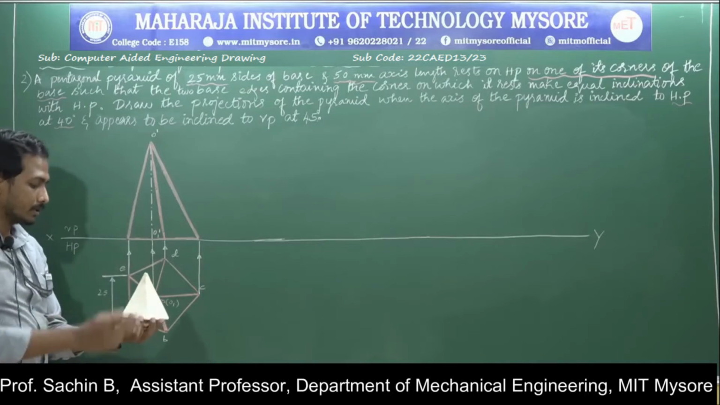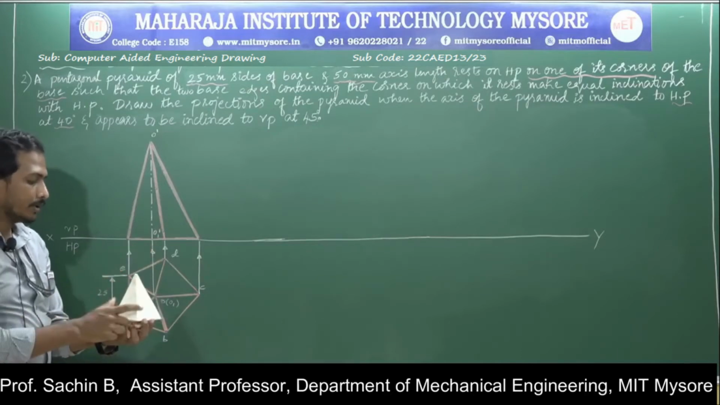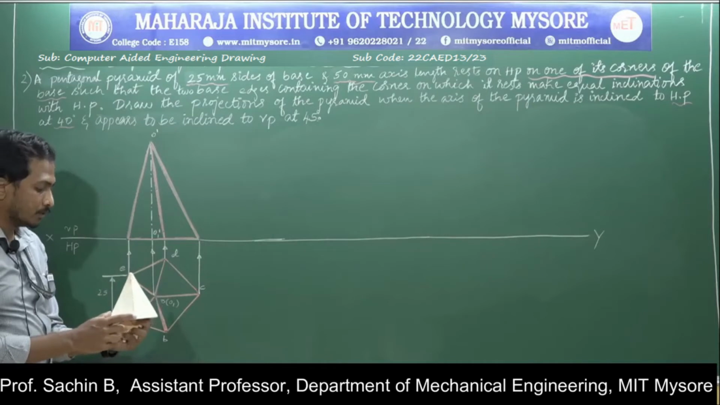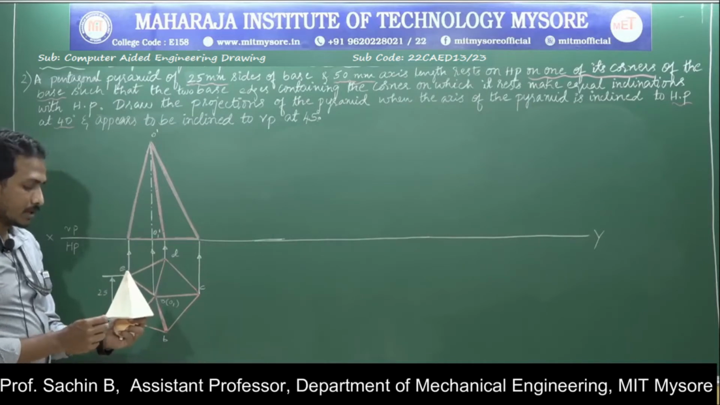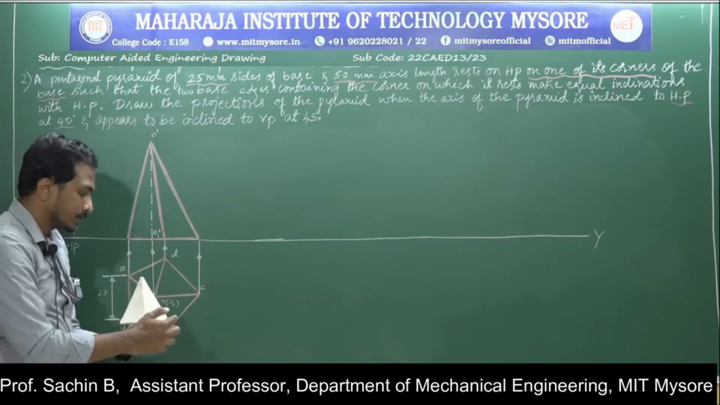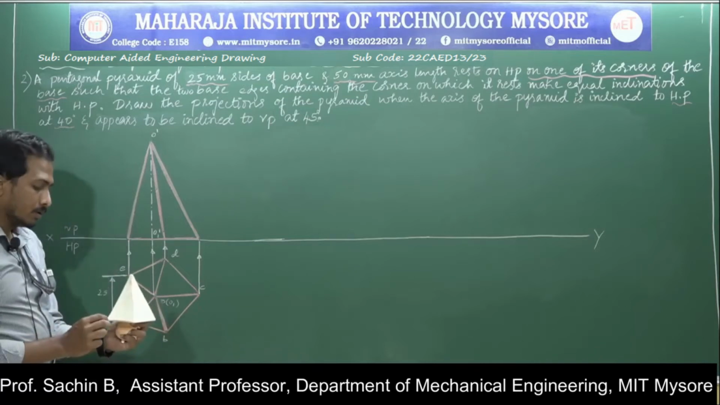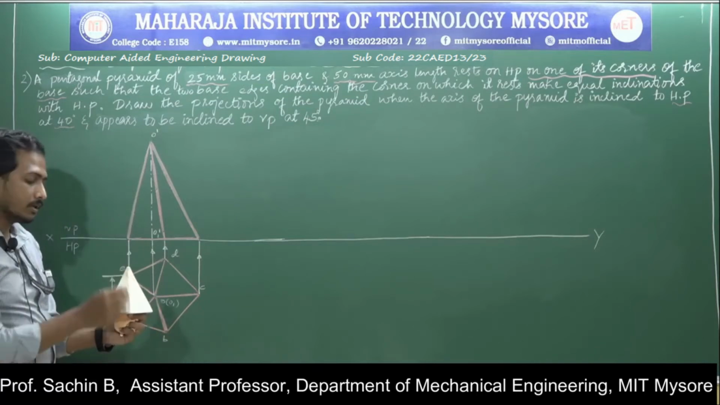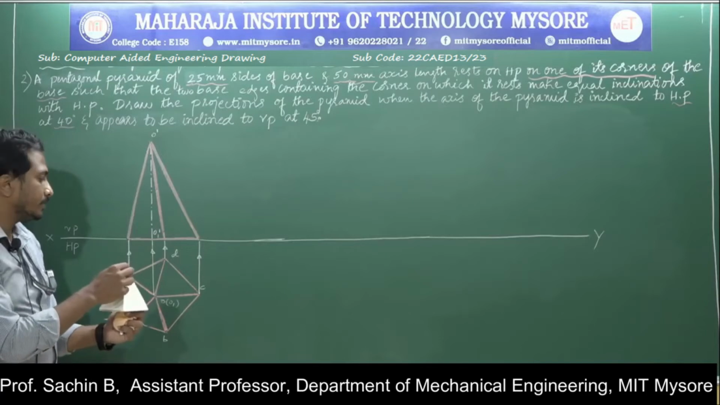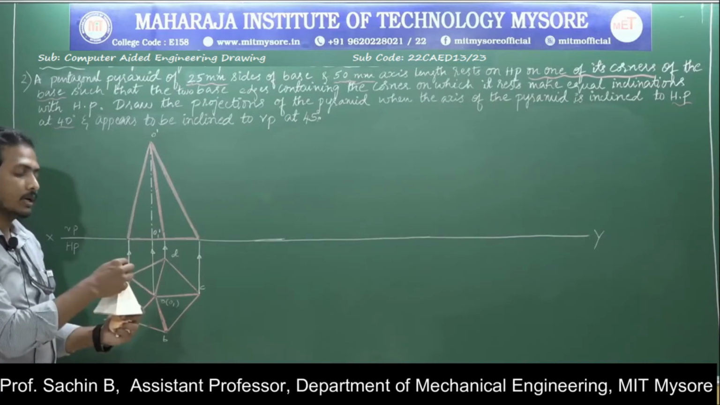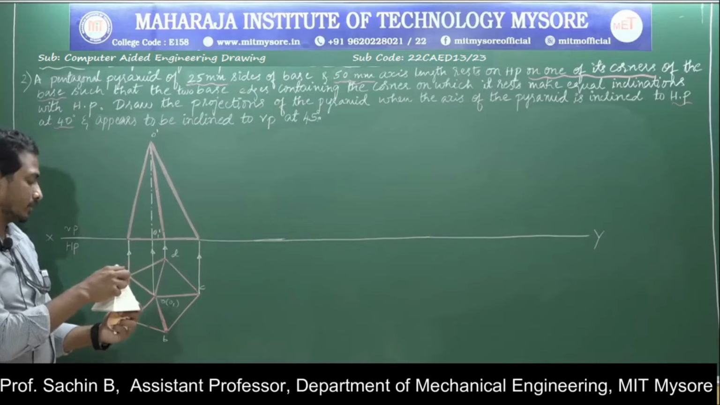I kept the object like this. I drew the top view. Now I drew the front view. While drawing the front view, you can observe that this is A point, this is B point, this is C point. For us in the front view, the A to O slant edge is clearly visible, B to O slant edge is clearly visible, C to O slant edge is clearly visible for us.